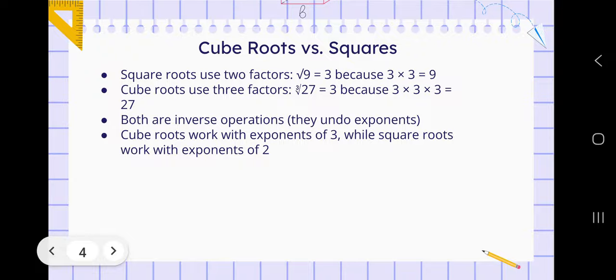Cube roots versus square roots. Square roots use 2 factors. The square root of 9 is 3 because 3 times 3 is 9. Cube roots use 3 factors. The cube root of 27 is 3 because 3 times 3 times 3 is 27. Both are inverse operations. They undo exponents. Cube roots work with exponents of 3, while square roots work with exponents of 2.